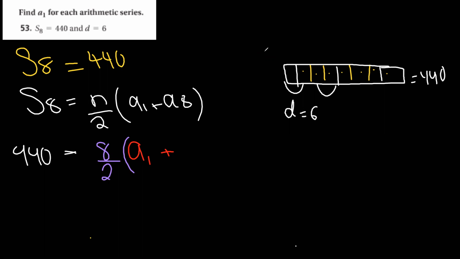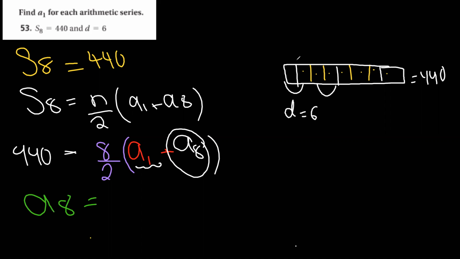Then after that, this is A sub 8, and note I need to find A sub 1. This number is given, and this number is known. So what do I need now? I need A sub 8. How can I find A sub 8? A student says we can rewrite it as A1 plus 7D, by using the explicit formula. Yes, the explicit formula.